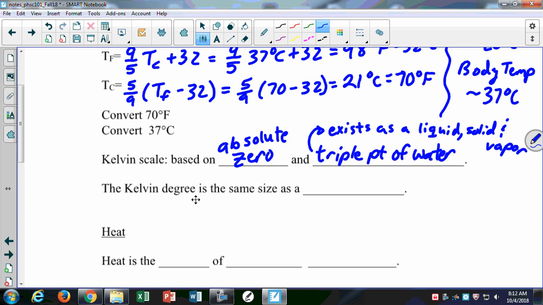Is that what happens in those caves? No, the triple point of water occurs at a very controlled set of conditions. I don't have a video, and I don't think it's very exciting. It's very controlled laboratory settings. I don't think it occurs in nature that often. Okay, so the Kelvin scale is based on absolute zero and the triple point of water.